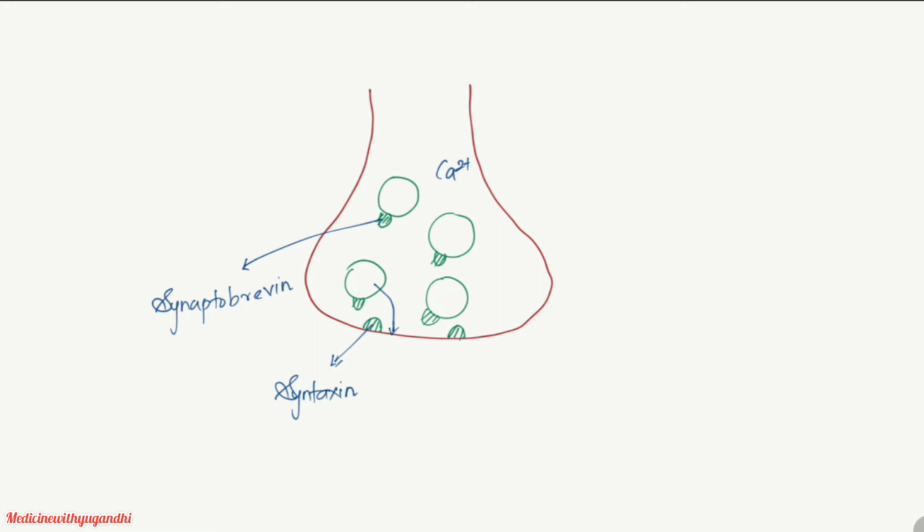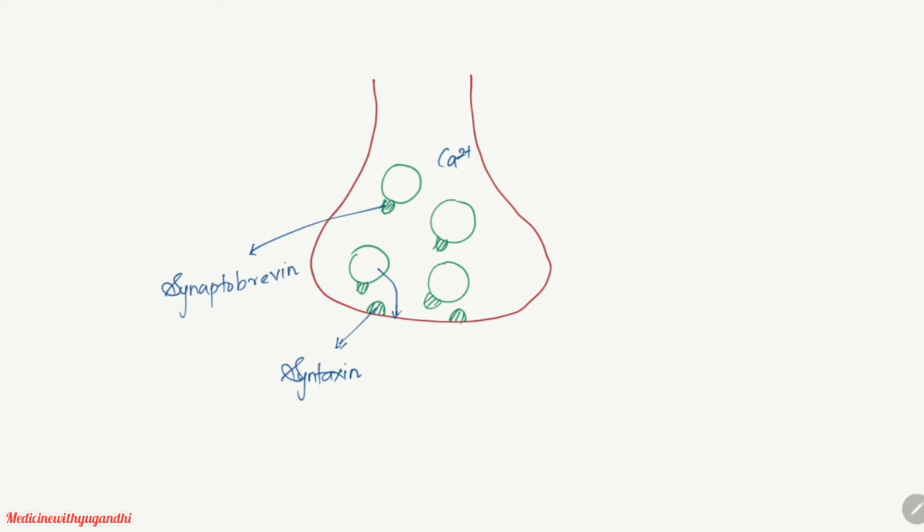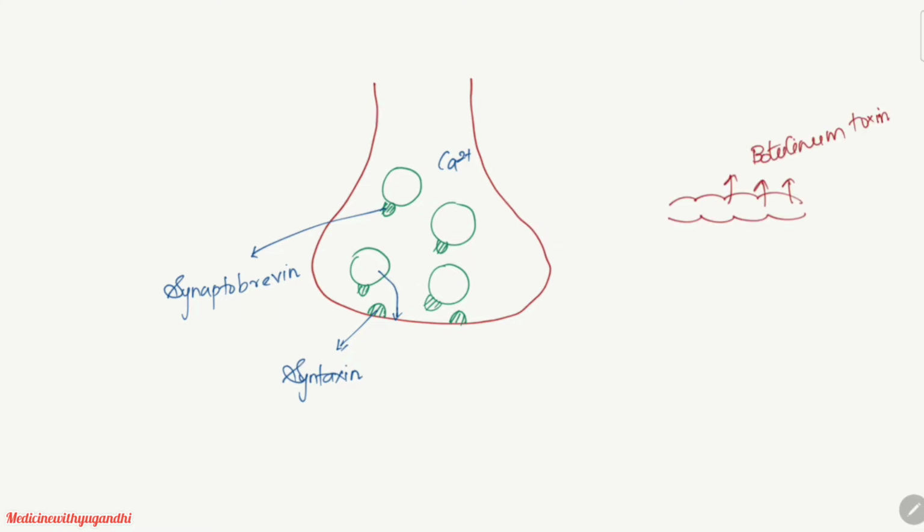Let us now see how this botulinum toxin affects the cholinergic transmission at the neuromuscular junction, right? As soon as the toxin is absorbed from the GIT, it produces paralysis. This botulinum toxin produces paralysis. How does this cause paralysis? By stopping the cholinergic transmission at the neuromuscular junction. How does this stop the cholinergic transmission at the neuromuscular junction?